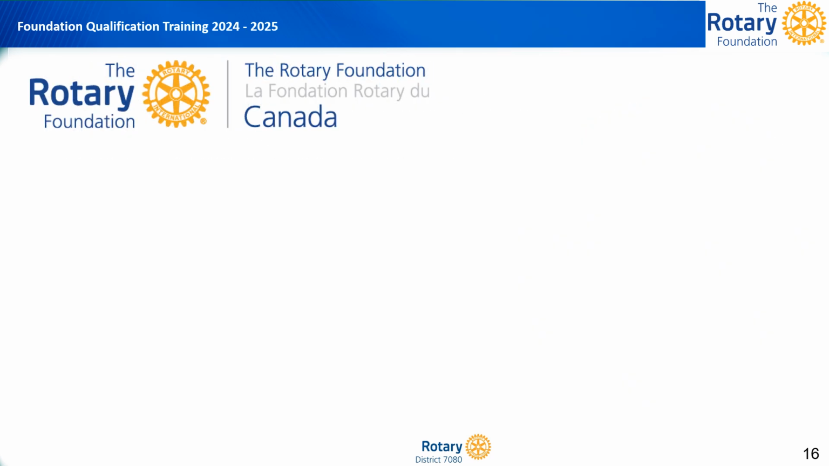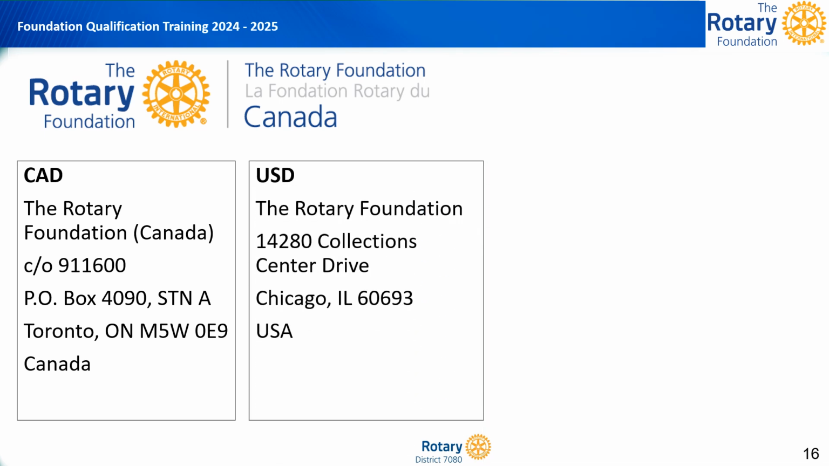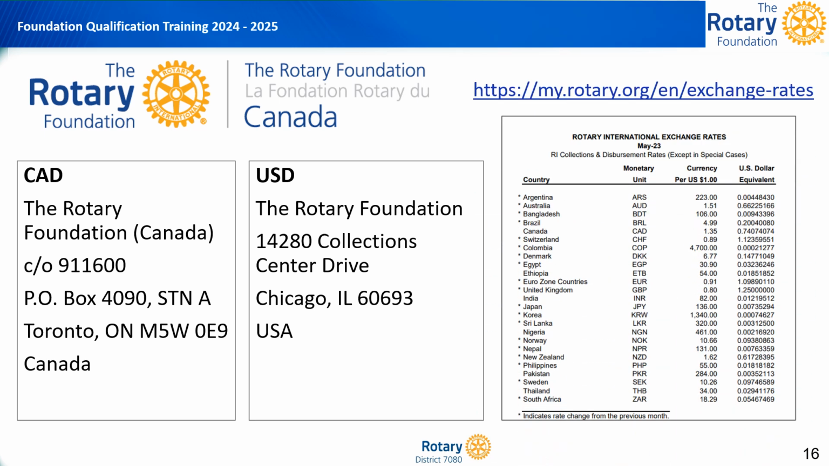Grant contributions should be submitted in equivalent Canadian dollars to the Rotary Foundation Canada address in Toronto. This is the method that is now recommended by the Rotary Foundation. If you're making payments to a club or district grant in the U.S., use U.S. dollar funds and send the funds to the Chicago address. To convert the required U.S. dollar amount to the correct Canadian dollar funds, use the Rotary International rate of exchange at the time of submitting the funds. You can use the link shown on the screen.